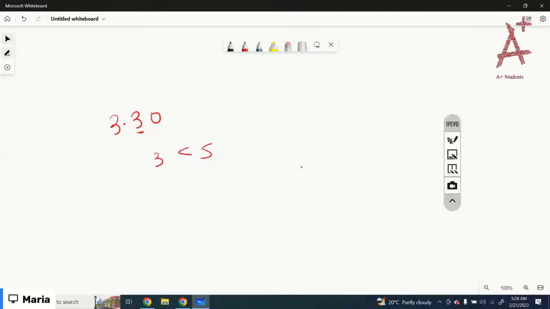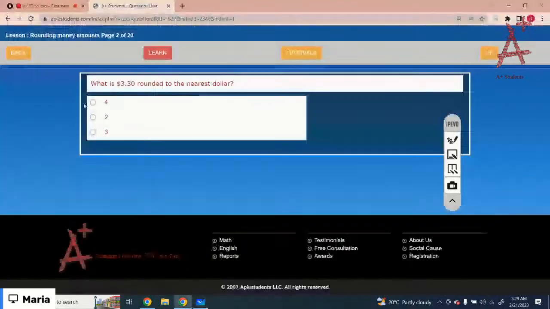Got it? That means you have to round on the same decimal. So it will be 3. 3.30 is rounded off to 3. The correct option is 3.